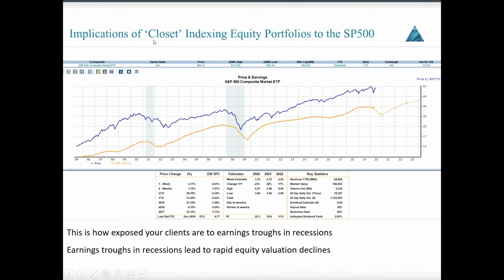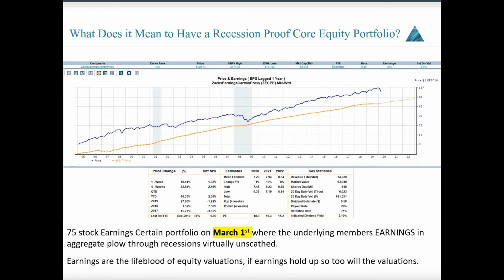So again, when we take a look at the implications of closet indexing equity portfolios to the S&P 500, when you're looking at this orange line and you're looking with the associated equity valuation declines, you can see how dangerous it is when you're holding these positions through these, what I call earnings troughs into recessions. So the idea is, what does it mean to really have a recession-proof core equity portfolio?